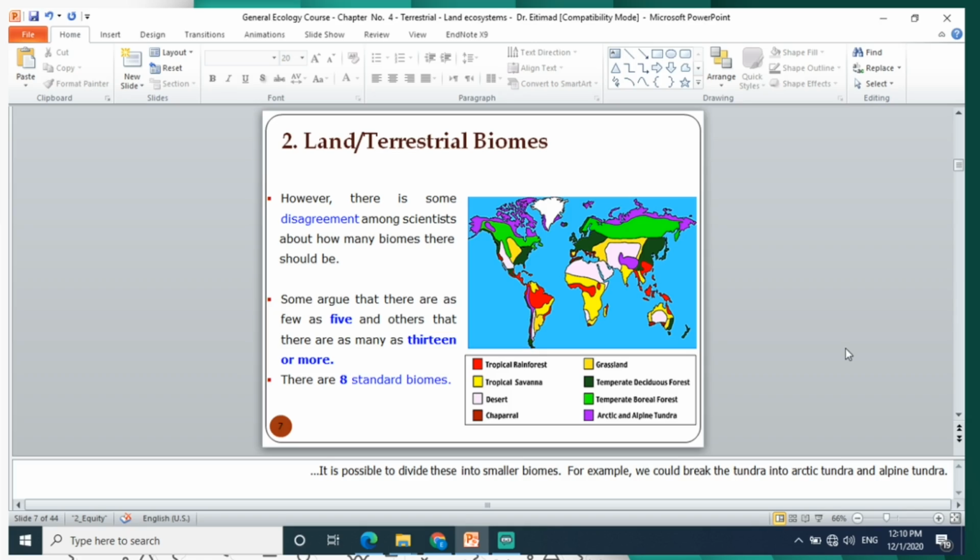Regarding terrestrial or land biomes, scientists disagree about how many biomes there should be. Some books mention 5 biomes, or 8, 13, or 16 biomes, different opinions, but all of them agree on the standard biomes, 8 biomes. That is what we will discuss in this video. They are tropical rainforest, tropical savanna, desert, chaparral, grassland, temperate deciduous forest, temperate boreal forest, and tundra.